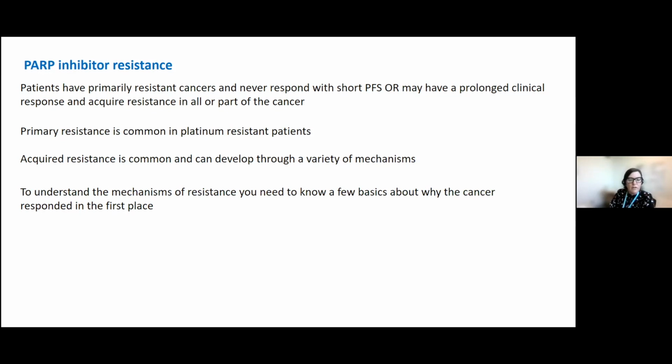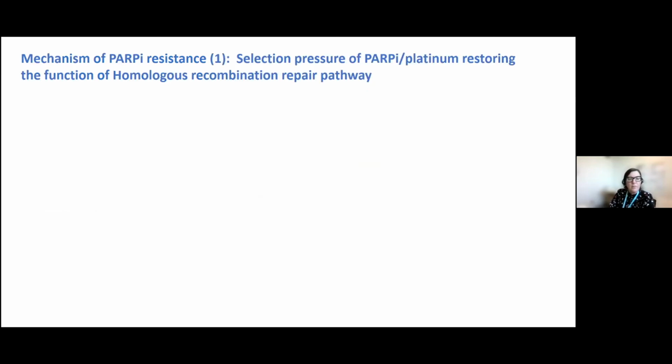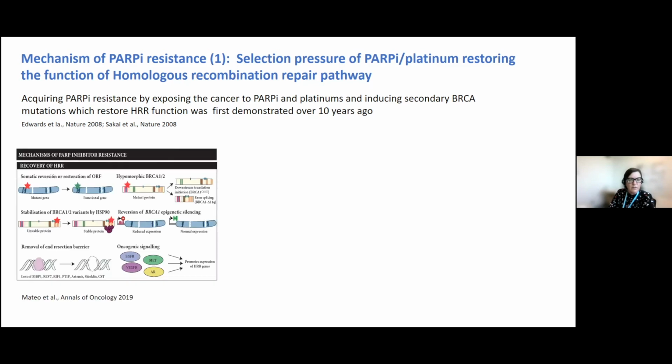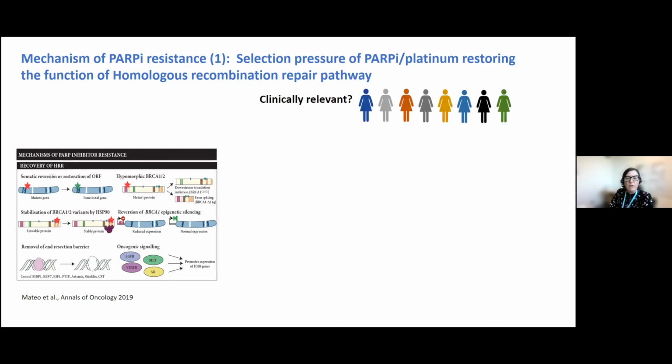And we know that there are obvious mechanisms that have been reported for BRCA patients, but less well defined for the non-BRCA population. In terms of what we do know, we've known this for a while, that if you give platinum or a PARP inhibitor, you can induce resistance through secondary BRCA mutations, which restore homologous recombination function. And this was first discovered over 10 years ago, and published. Is this an issue in real life, and is it clinically relevant? Well, the answer is yes.